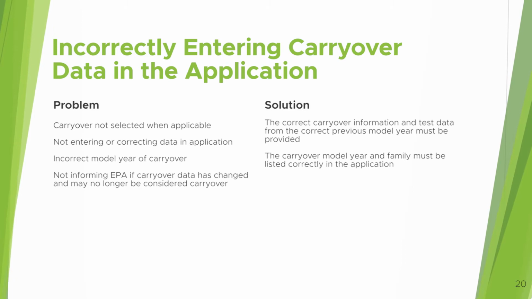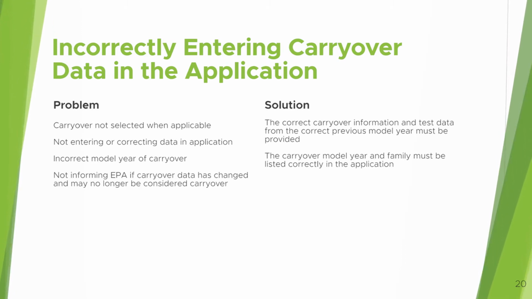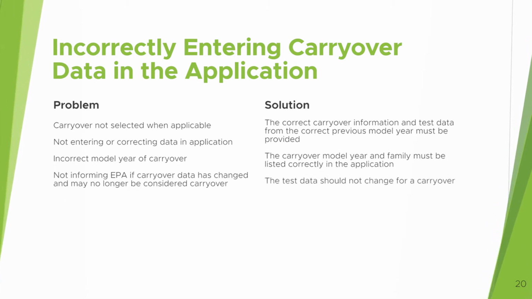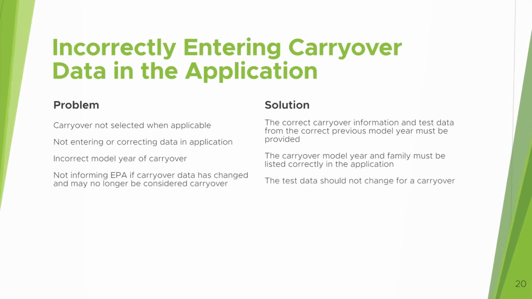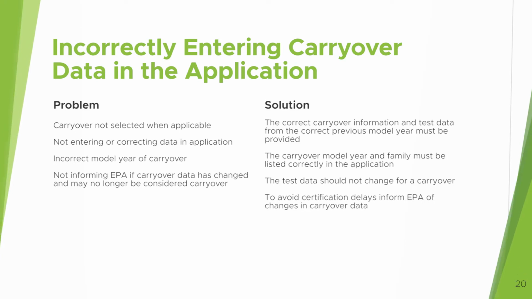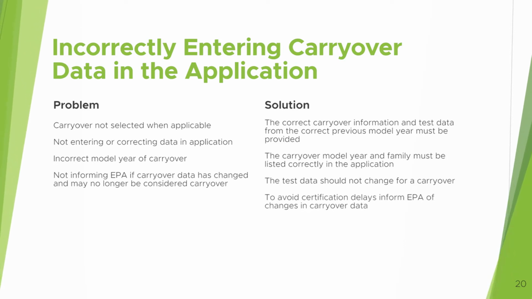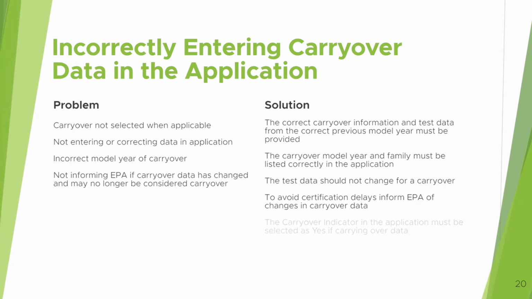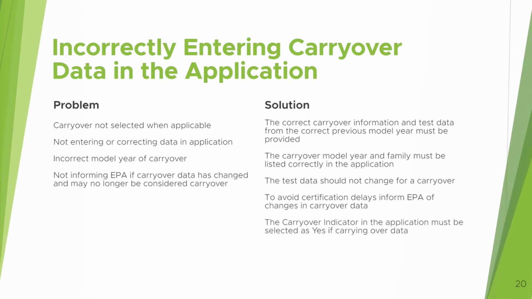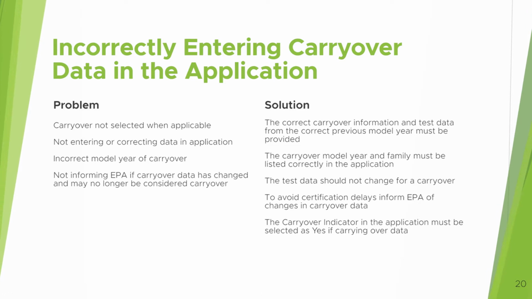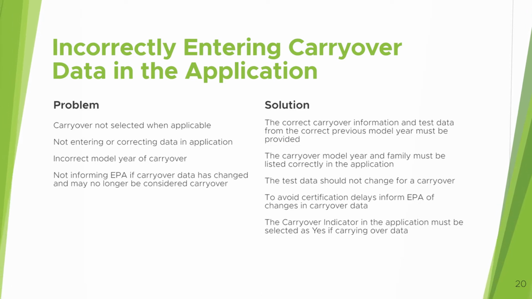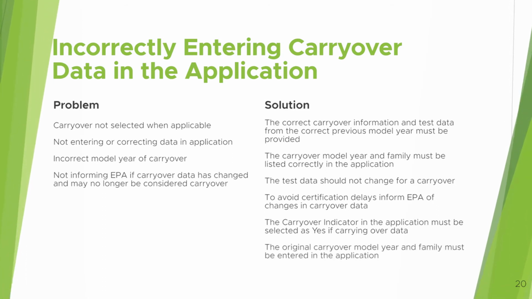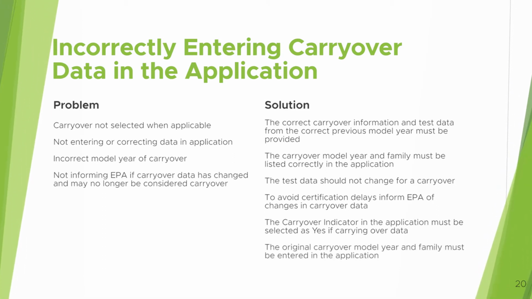The carryover model year and family must be listed correctly in the application. The test data should not change for a carryover. To avoid certification delays, inform EPA of changes in carryover data. The carryover indicator in the application must be selected as yes if carrying over data. The original carryover model year and family must be entered in the application.